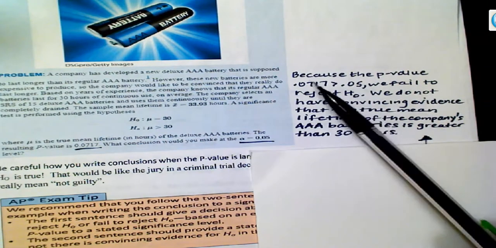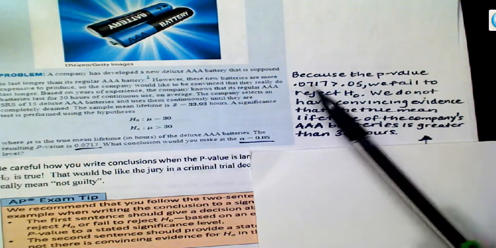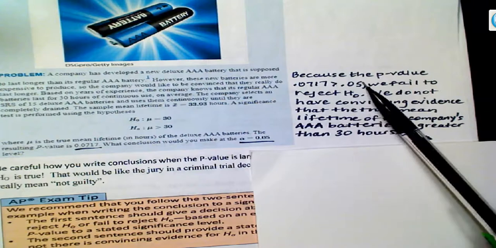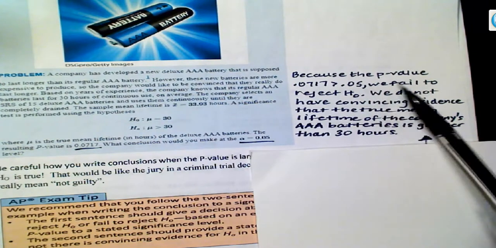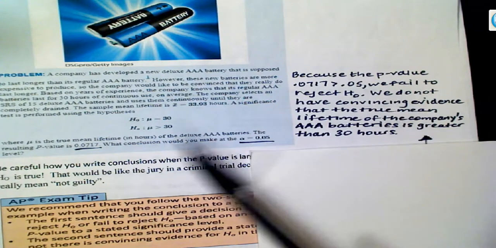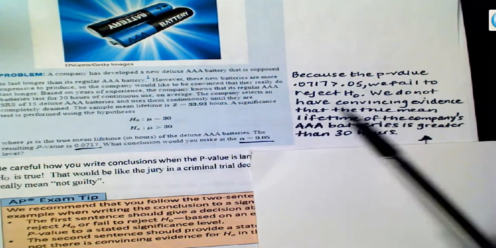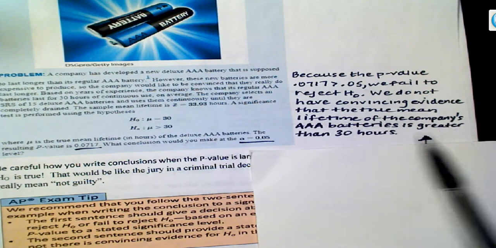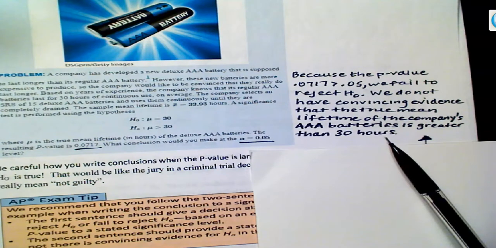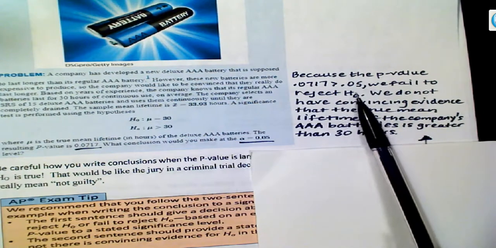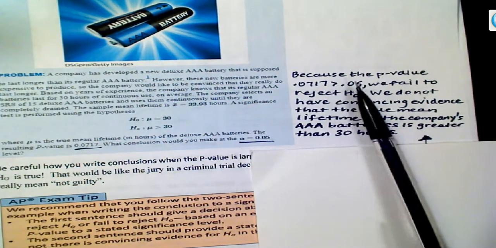And so this is how you want to state your conclusion. Because the p-value is, don't say low, just say greater than or less than whatever the alpha is, we fail to reject it, okay? And then the second sentence is in terms of the alternative. We do not have convincing evidence that the true mean lifetime of the company's AAA batteries is greater than 30 hours. So that is how you would make your conclusion. You want two sentences. The first sentence is you want to have the p-value compared to the alpha, so either greater than or less than.